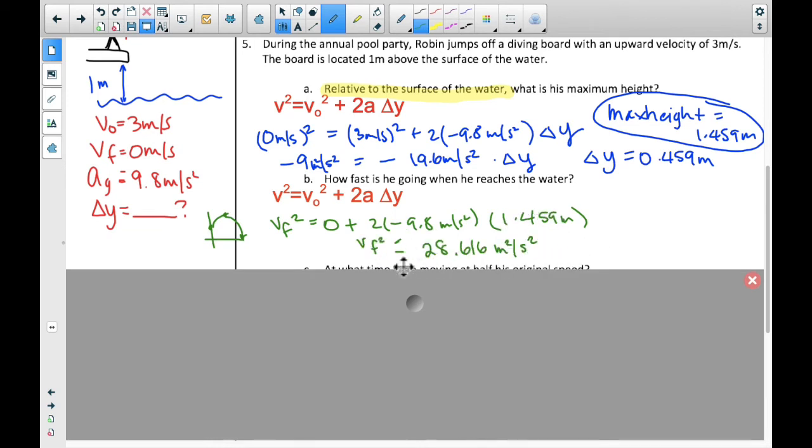And so when I multiply that out, I get 28.616 meters squared per second squared, but that's for final velocity squared. So I actually need to take the square root of both of those numbers so I can get my final velocity. So go ahead and take the square root of that on your calculator. I'm getting 5.35 meters per second, and that is downward. It didn't come out negative because we took the square root of it, and so that can't be a negative number, but that is a downward velocity.